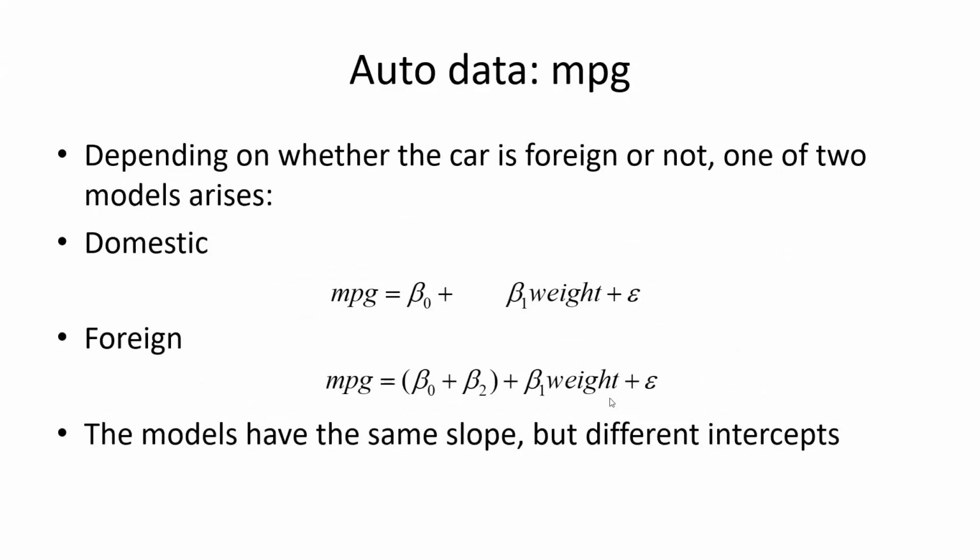This gives rise to two different models, depending on whether the indicator variable is turned on or off. For foreign cars, we have beta 2 times 1, the indicator, which we can add to the intercept. And so really what we have is the same model as for domestic cars, meaning US domestic cars, and for foreign cars, except for foreign, we have a different intercept, right? Beta 0 versus beta 0 plus beta 2.